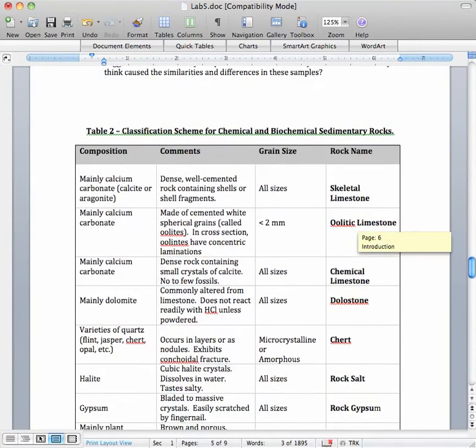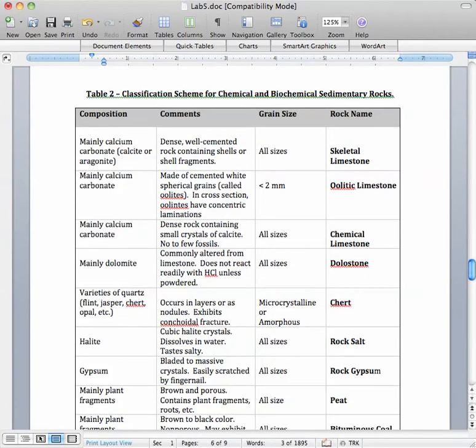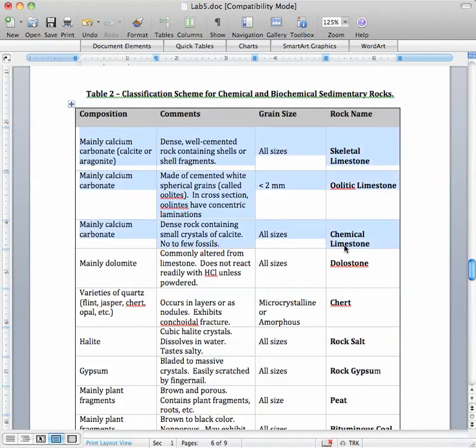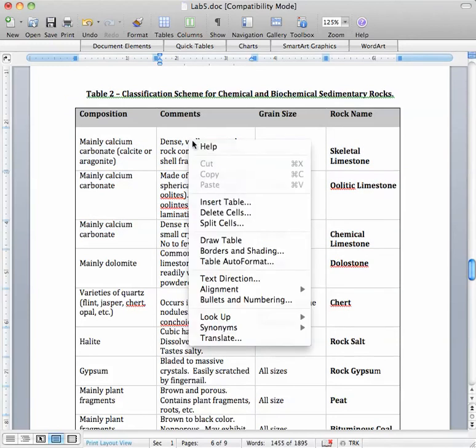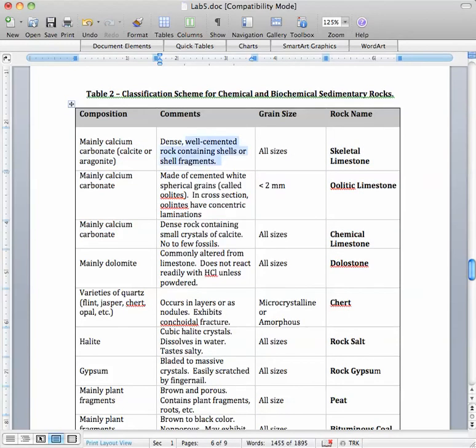Okay, I'm going to scroll down and start looking at the classification scheme. The first thing that we look at when we're identifying our chemical sedimentary rocks is composition, what it's made out of. The top group, these are all calcium carbonate. So we're trying to look at differences in what we see. If we see well-cemented shells or rock fragments that are all together in that particle, this is going to be a fossiliferous or skeletal limestone.